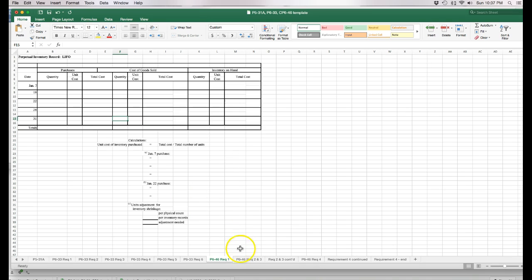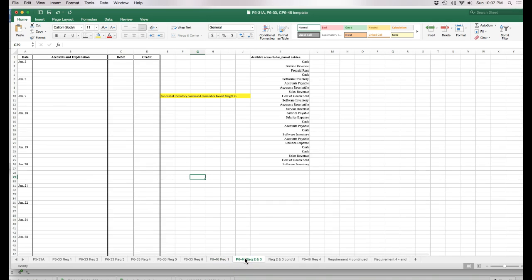Okay? And then what happens in requirements 2 and 3 is we actually do the journal entries that are required from January 2nd down through the 28th. And all the available accounts are listed on the side. So again, we've done journal entries plenty of times, so just do the journal entries based upon the transactions that took place during those dates.